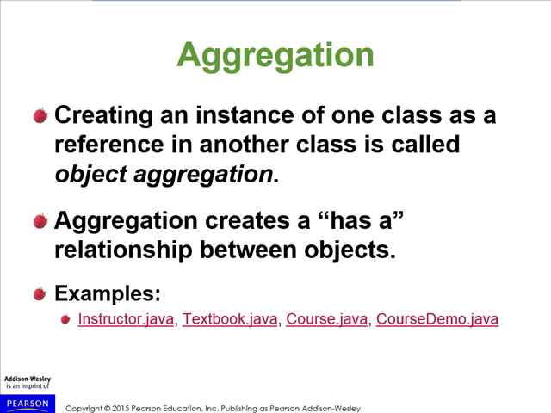All right. Aggregation. Creating an instance of one class as a reference in another class is called object aggregation. We may have talked about this before. I don't remember. But let's make it simple. I create a class that's called clock. The clock has in it, for instance variables, hour, minute, and second. Makes sense to everybody. All right? And I might have set clock time, a bunch of other stuff.